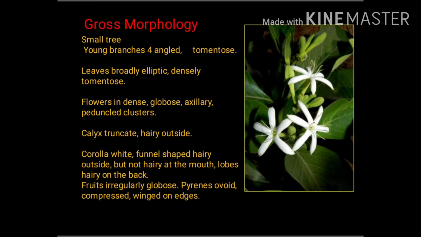Then we will observe the flower, which is in dense globose axillary peduncle clusters. The calyx is truncate, hairy outside. While you observe the corolla, that corolla is white, funnel shaped, hairy outside but not hairy at the mouth. Lobes are present, and such lobes are hairy on the back.